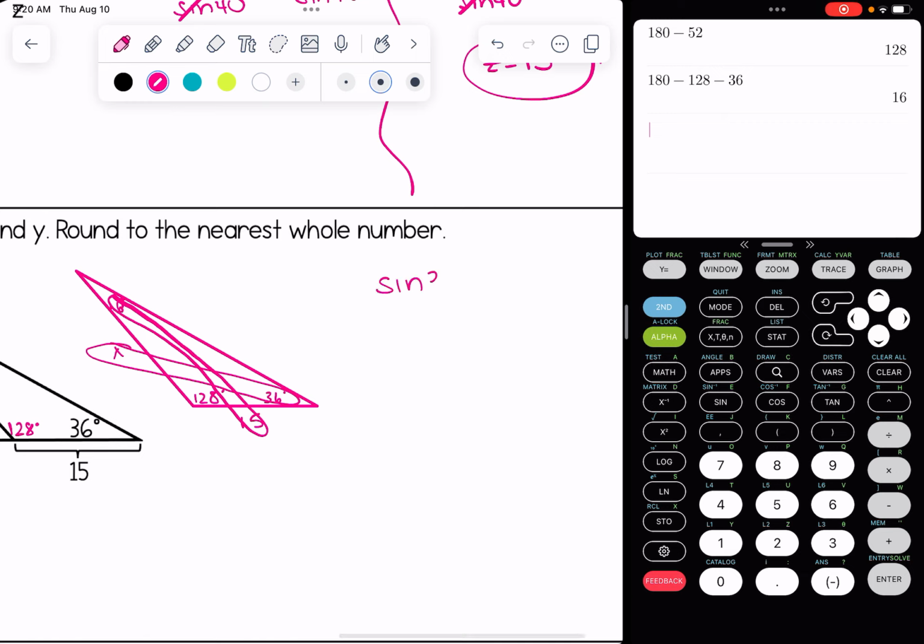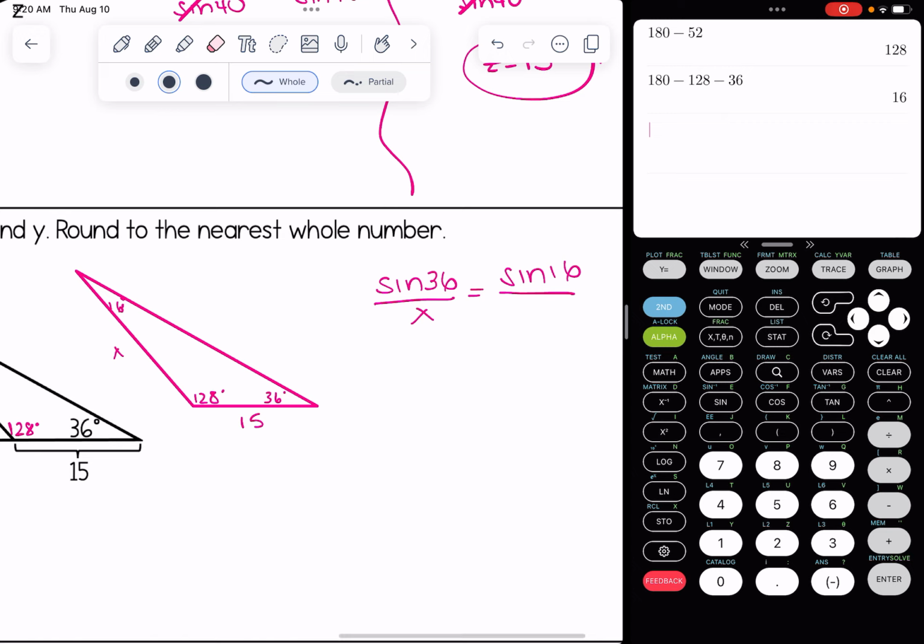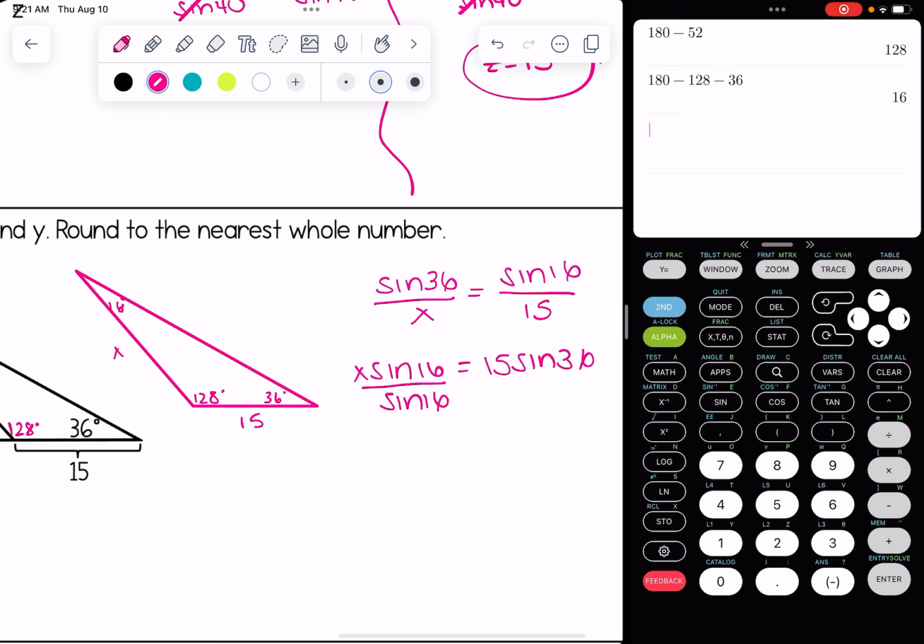So the sine of 36 over x is equal to the sine of 16. Remember, that's our angle. I'll erase here so you can see a little neater. Sine of 16 over 15. And we're going to cross multiply. All right, typing this into our calculator, rounding to the nearest whole number, and I get that x is 32.